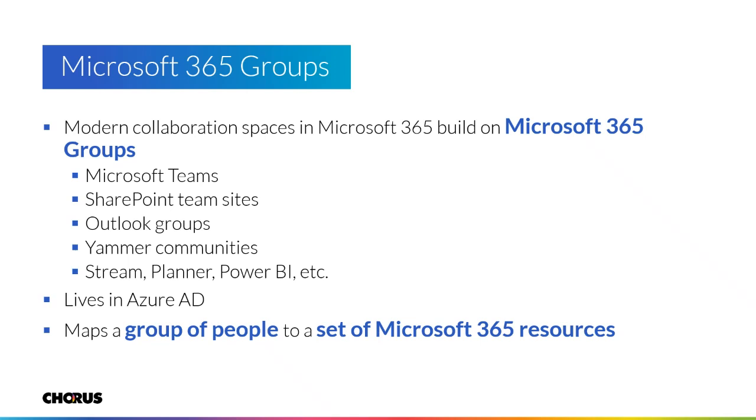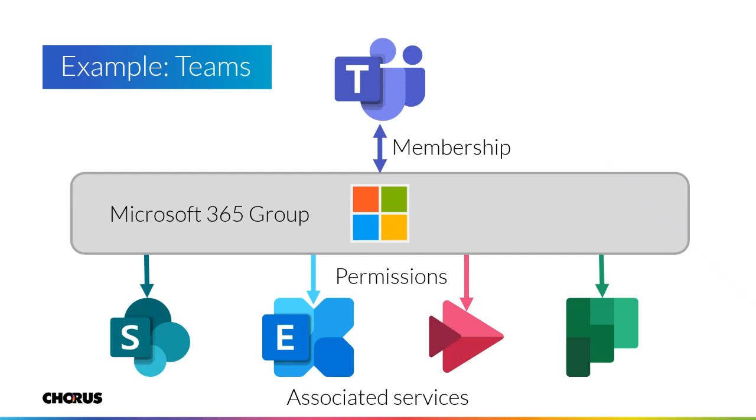So just a quick example of how that works. If we look at Teams, a team in Teams is really just a thin wrapper around a Microsoft 365 group. So when you create a team, you're actually creating a Microsoft 365 group, and your team membership is the membership of that underlying group. And then through that group, the team membership is mapped into a SharePoint workspace, an Exchange group mailbox, and anything else you're associating with that team. So it could be Stream videos, it could be a Planner plan, and so on.